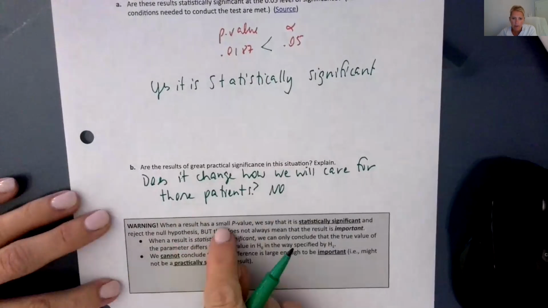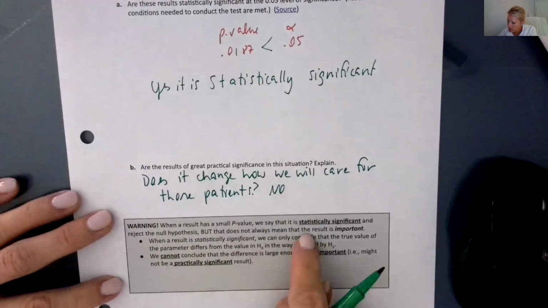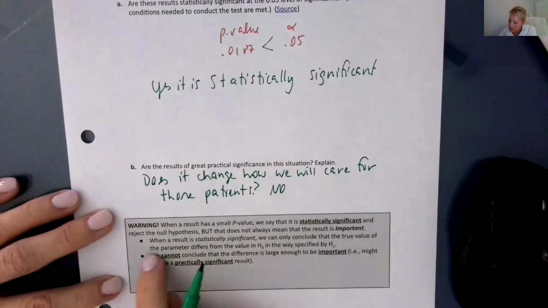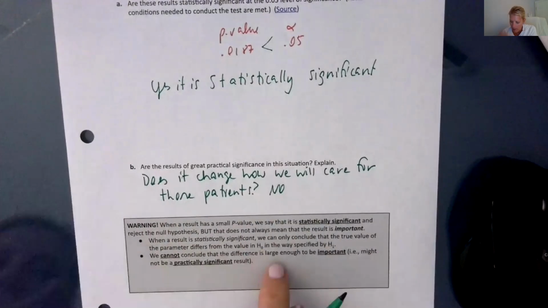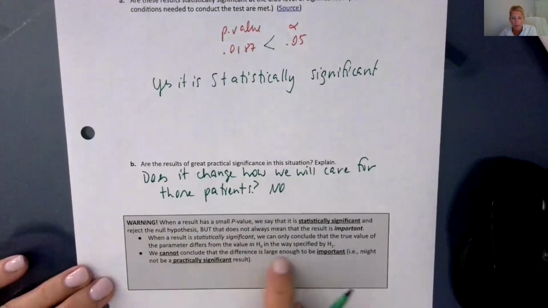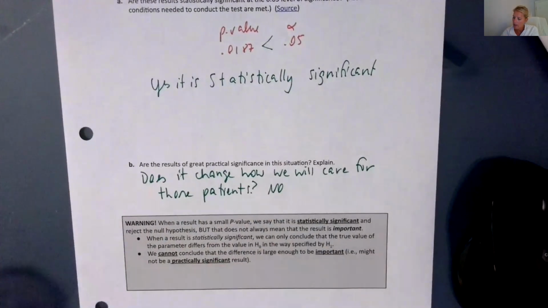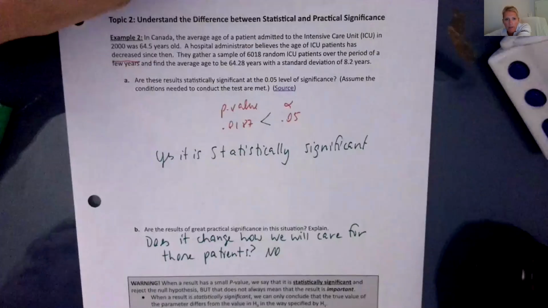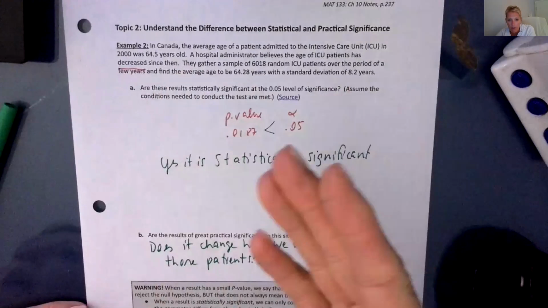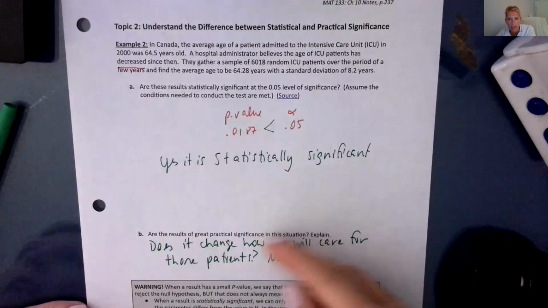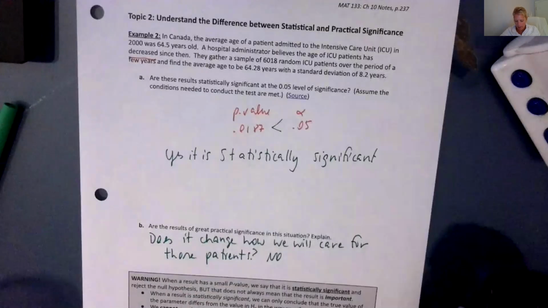When a result has a small p-value, we say that it is statistically significant and reject the null hypothesis. But that does not always mean that the result is important. When a result is statistically significant, we can only conclude that the true value of the parameter differs from the value in H0 in the way we specified by H1. We cannot conclude that the difference is large enough to be important, i.e., it might not be practically significant. In this case, yes, it looks like the average age of their ICU patients is statistically significantly less than 64.5 years, because this was our sample data. However, it doesn't mean that it's practical. We're not going to give them any different care than we would if they were a little bit older on average. So that's important to recognize.